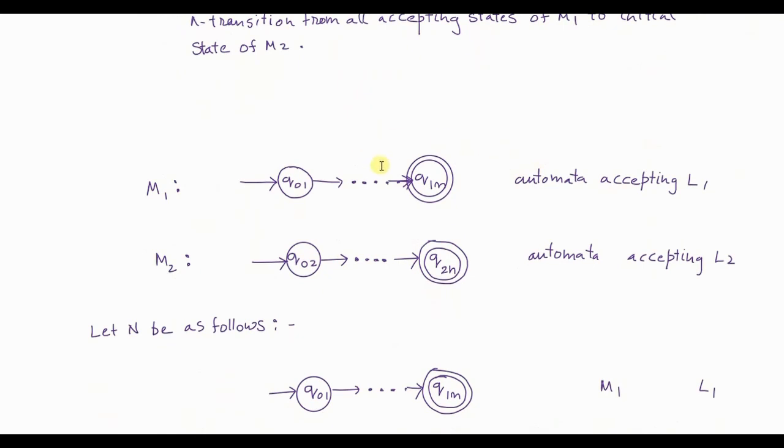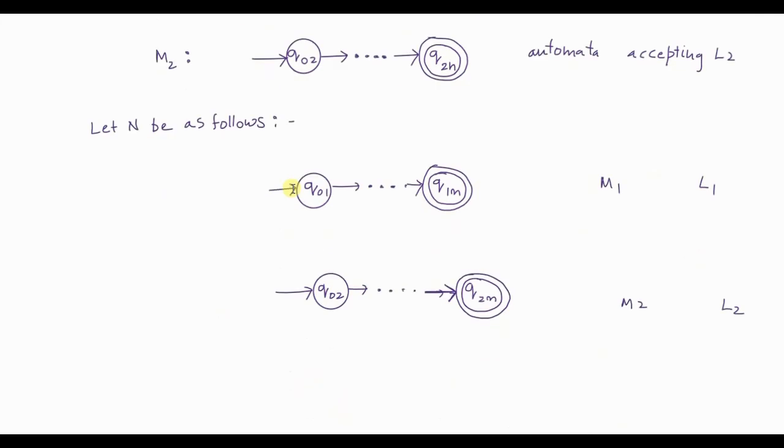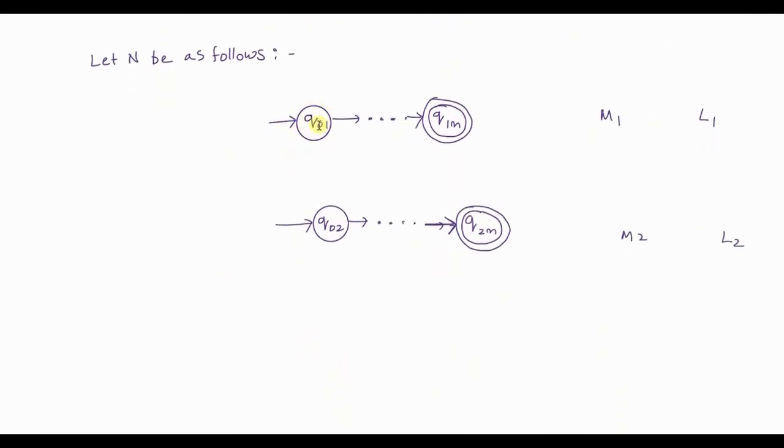So the initial state of M1 will be the initial state of the machine N. This is the initial state, and which will be the final state? Whichever are the final states of M2 will be final states of machine N, which simply means that the final state of this machine M1 is no longer a final state anymore. It's a normal state now. That's the meaning of it.